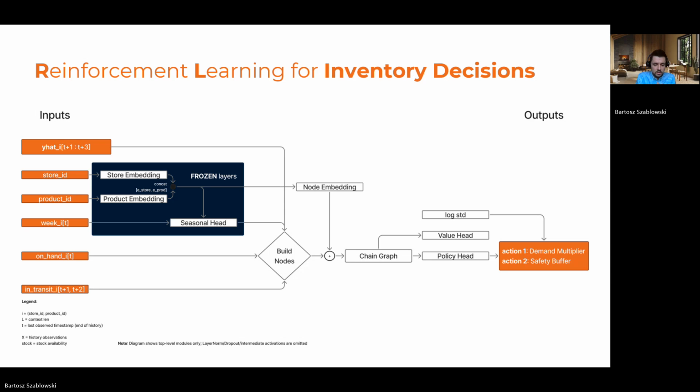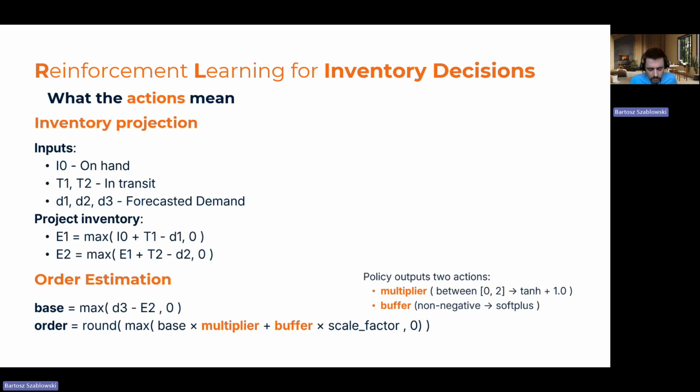The network output consists of two actions. Based on this, we will generate the final decision, but I will describe what these actions mean in the next slide. So the agent doesn't need to generate the order completely from scratch. We can help it because we know the physics, right? And we also know the relationships between weeks through inventory projection over the 2 weeks.